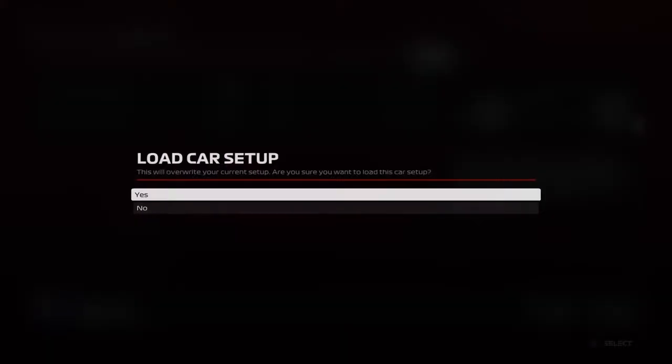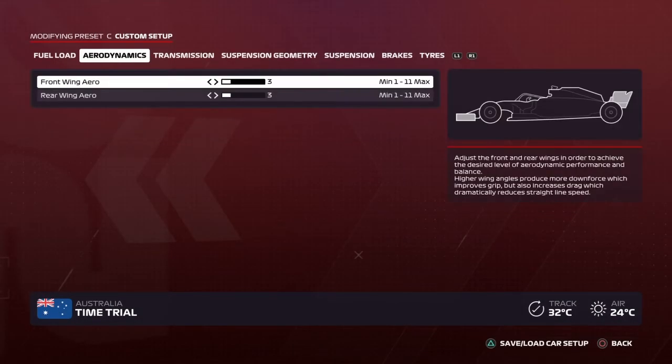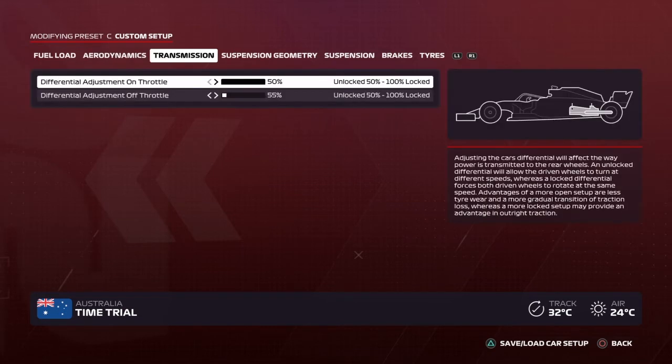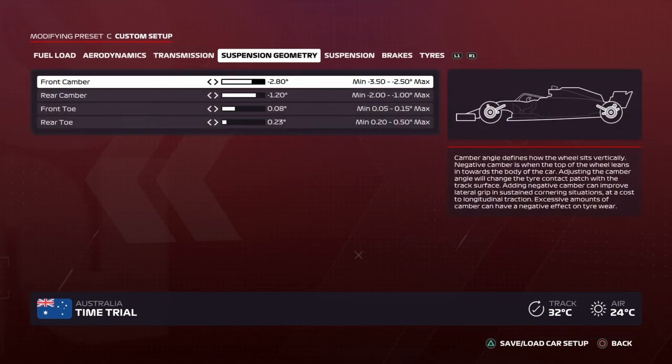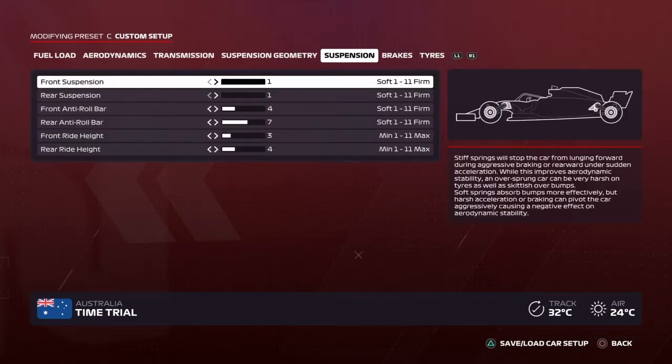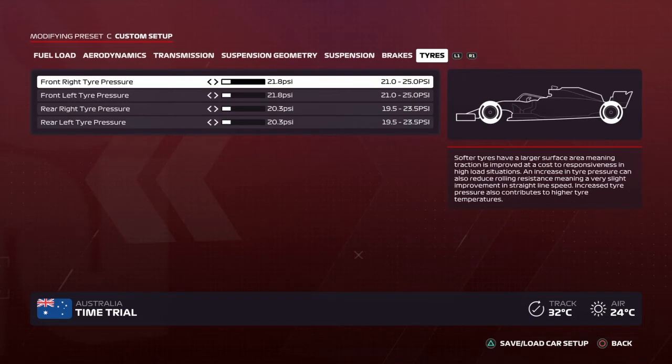On to Italy now. 3.3 on the wing. 50-55 on the transmission. 2.8, 1.2, 0.08, 0.23 on the suspension geometry. 114, 734 on the suspension. Tyres 21.8 and 20.3. 2 bars from the left.